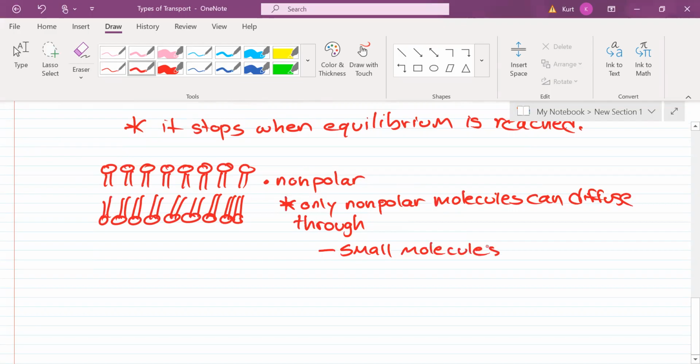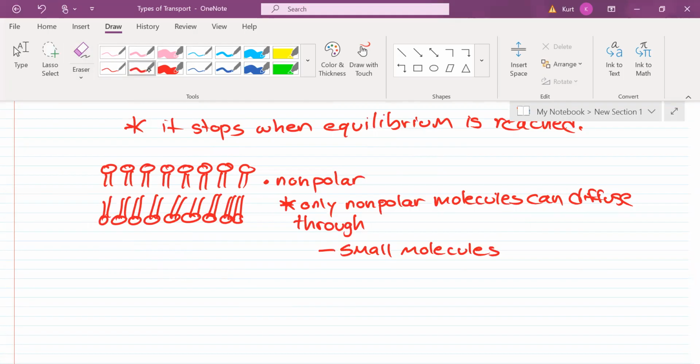So with this in mind, let me ask you this. Could H2O pass through this? Just diffuse to the other side over here? The answer is no, because H2O is polar. It cannot pass through the interior of the membrane because the interior of the membrane is nonpolar. So let's get rid of that.